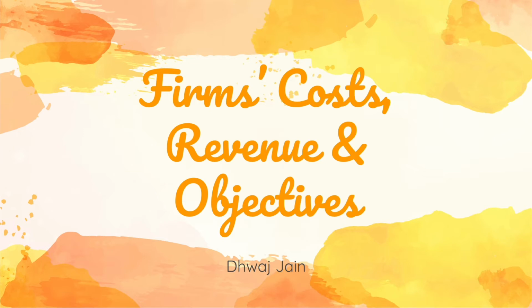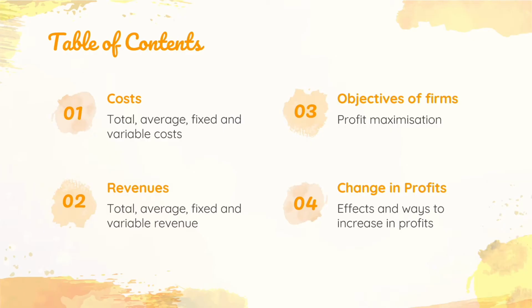We are going to talk about firms' cost, revenue and objective, one of the chapters from IGCSE Economics 0455 topics. We are going to learn about cost, how cost changes with output, how revenue changes with output, firms' objectives, and change in profit and its effects on the business or the company.